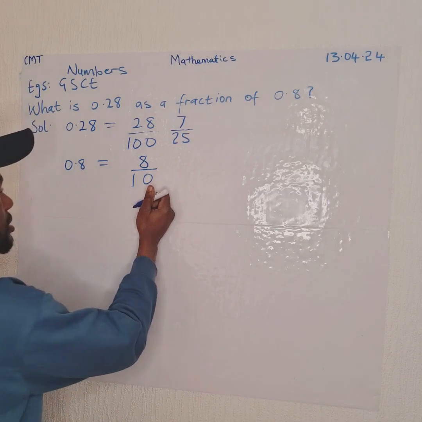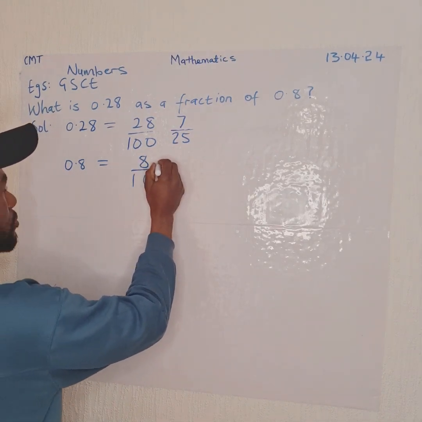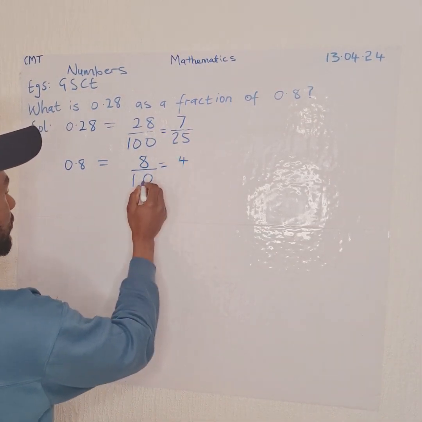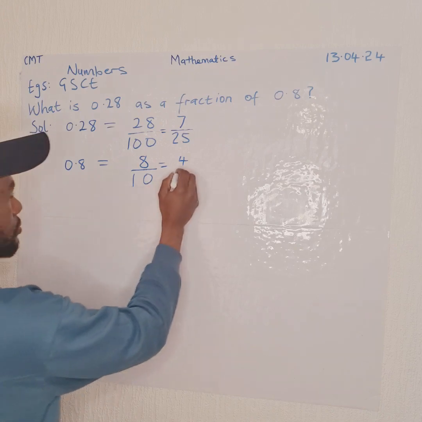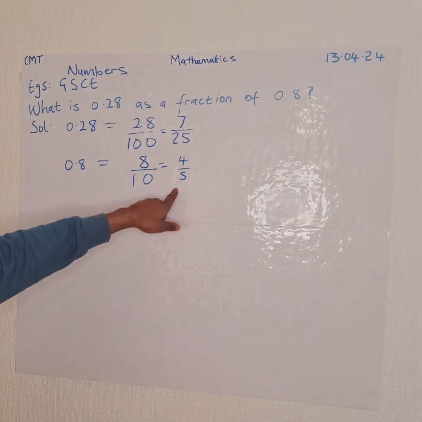To reduce it to its lowest term, I can use 2. Divide 8 by 2 and I'll have 4. Divide 10 by 2 and I'll have 5. Therefore, 0.8 is equivalent to 4 over 5.